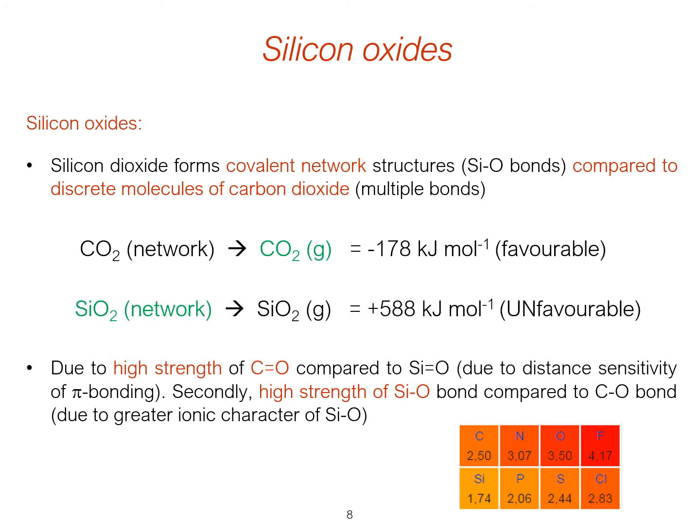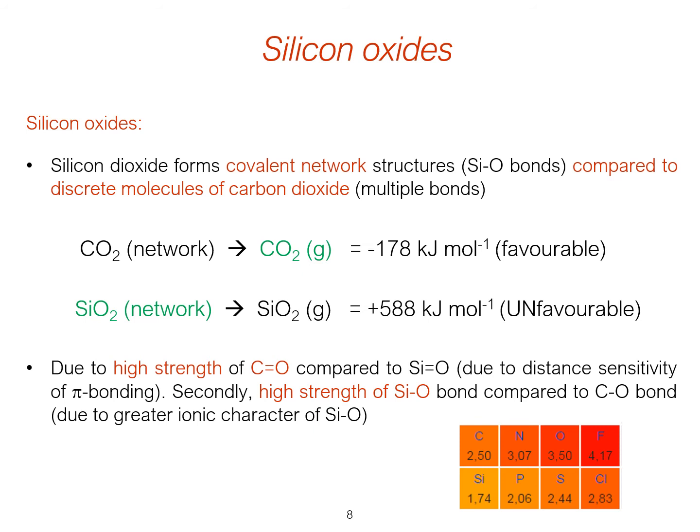And we can see by looking at the enthalpy change when going from a network with single bonds to discrete molecules with double bonds, that in the case of carbon, it's favourable, it's got a negative enthalpy change, whereas for silicon, it's unfavourable, it's got a really large positive enthalpy change. And this is to do with the relative bond strength of a C=O double bond compared to a Si=O double bond, and also the strength of the silicon oxygen single bond compared to the carbon oxygen single bond.